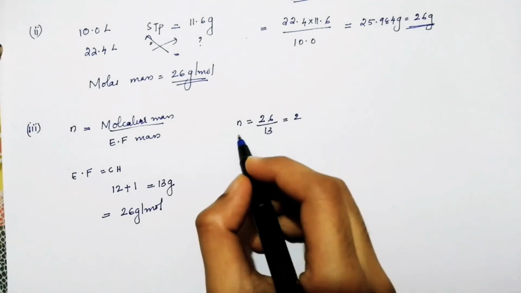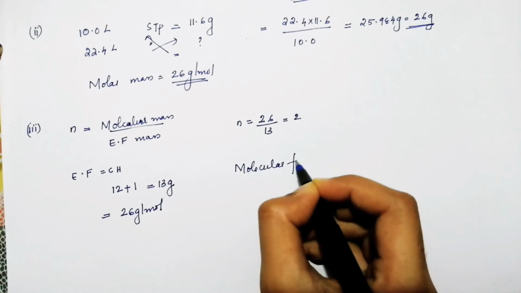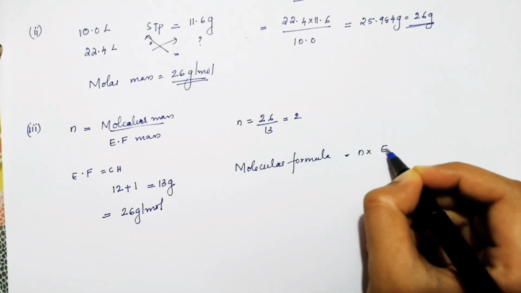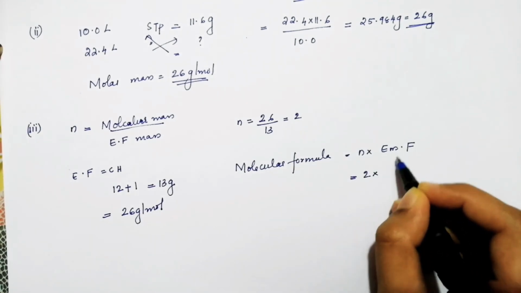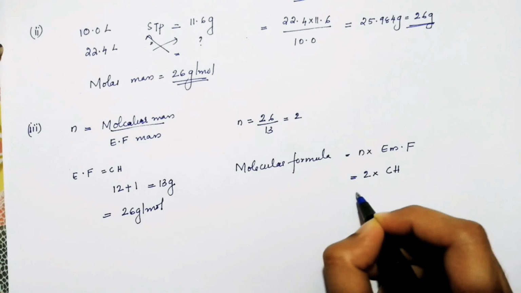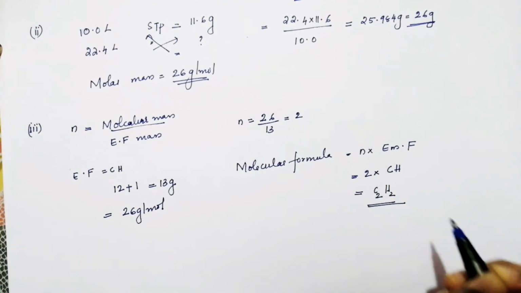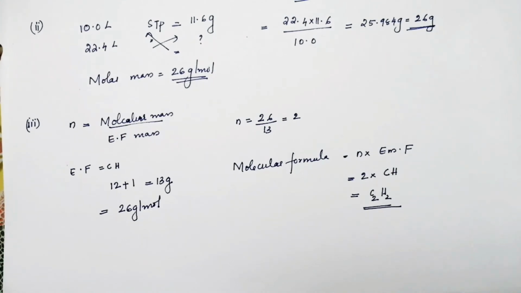Once we get this value of N, we can easily calculate the molecular formula as N into empirical formula. And we know N is 2 and empirical formula is CH. So we get the answer as C2H2. And this is the molecular formula of the compound that we were talking about.